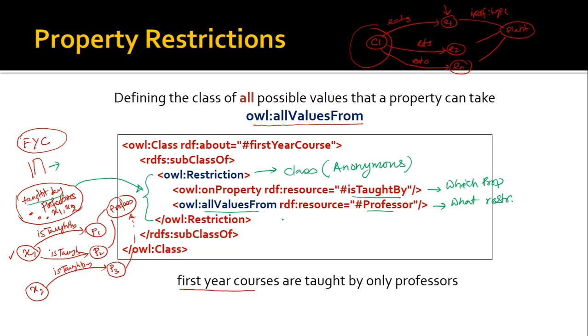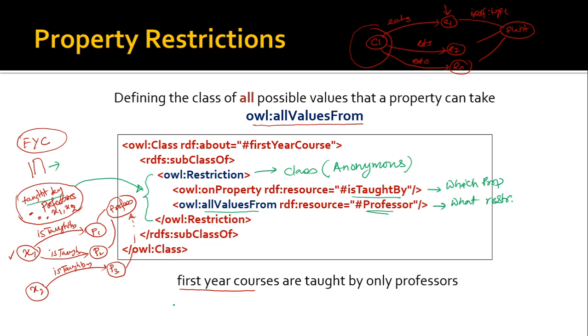The restriction is that all the values that the property will be taking in its object position should be members of this professor class, right? So that is what we are trying to mean. Now let us try to write the equivalent first order logic statement for this specification.